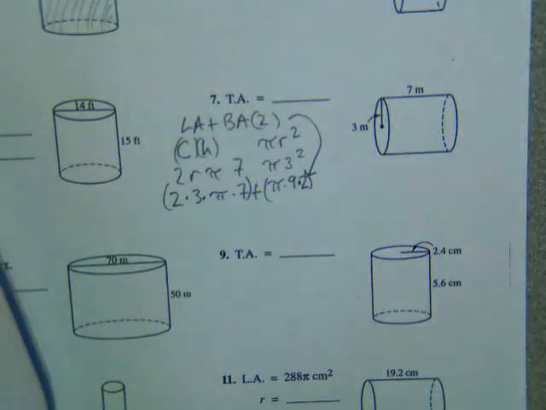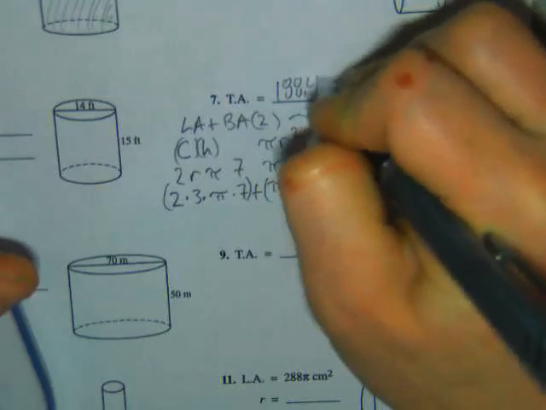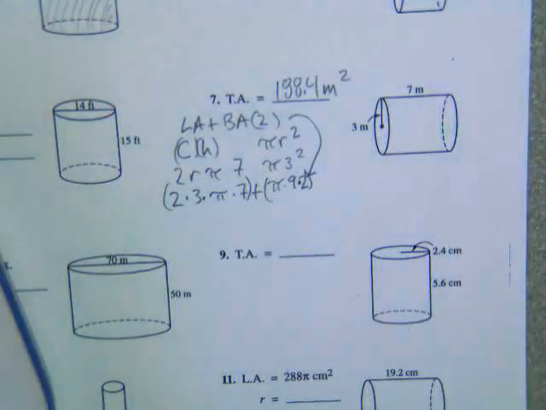Times 3 times pi times 7 plus pi times, I'll just do that in my head, 9 times 2 is 18. I got 188.4 meters squared. Checks.